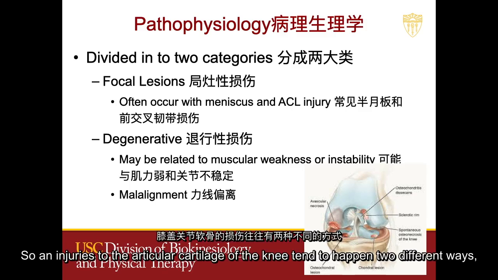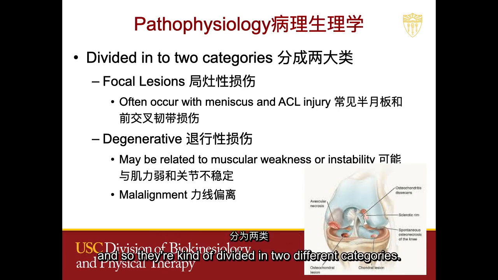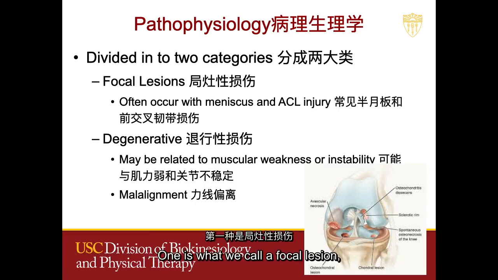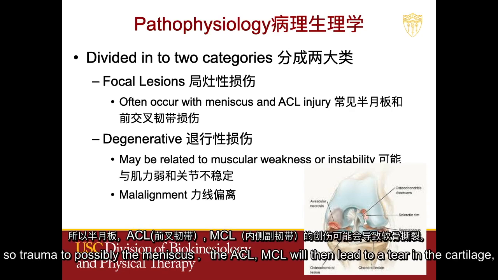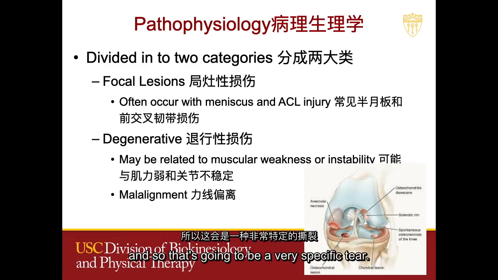So injuries to the articular cartilage of the knee tend to happen two different ways, and so they're divided into two different categories. One is what we call a focal lesion, and this usually occurs with trauma. So trauma to possibly the meniscus, the ACL, the MCL will then lead to a tear in the cartilage. And that's going to be a very specific tear that's usually pretty obvious on imaging.